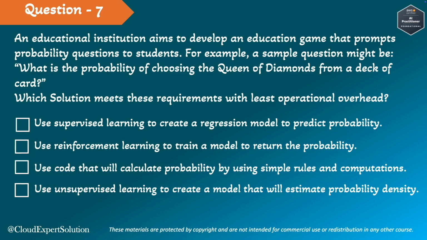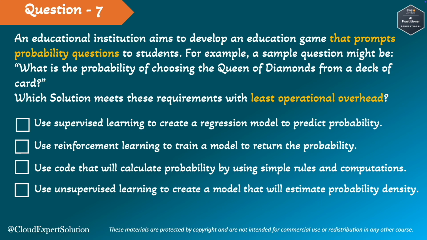Question number 7 is asking, an educational institution aims to develop an educational game that prompts probability questions to students. For example, a sample question might be, what is the probability of choosing the Queen of Diamonds from a deck of cards? Which solution meets these requirements with least operational overhead? Now let's identify important or critical phrases embedded in this question. It is asking prompt probability questions and it is saying least operational overhead.